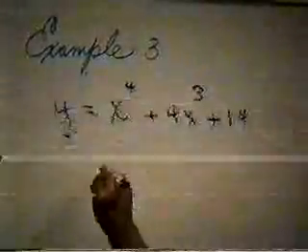Okay, let's look now at example 3. Example 3 is y is equal to x to the 4th plus 4x cubed plus 14. All right, first derivative. Set it equal to 0.